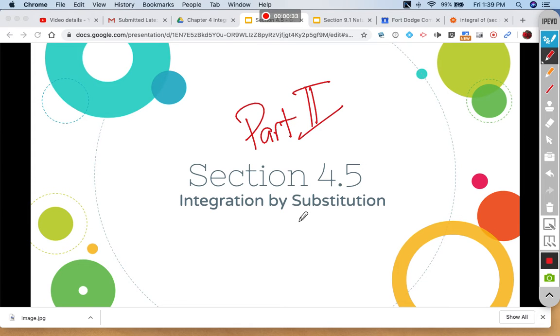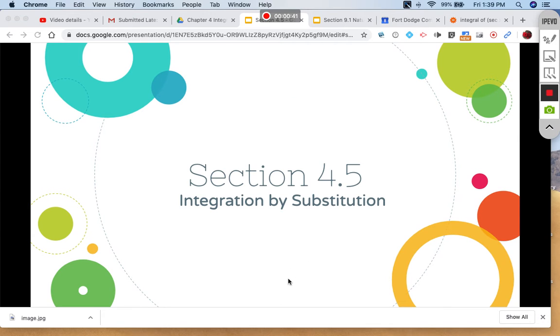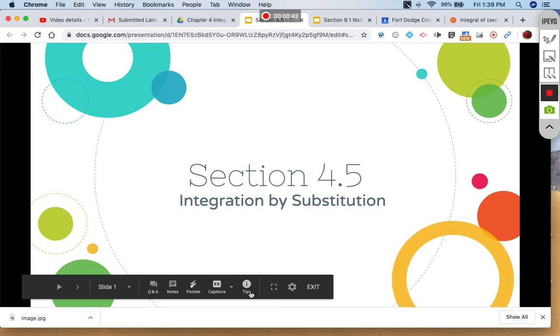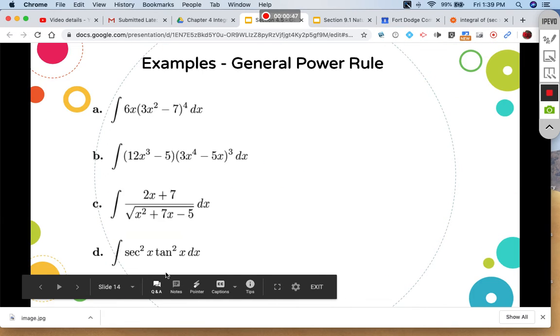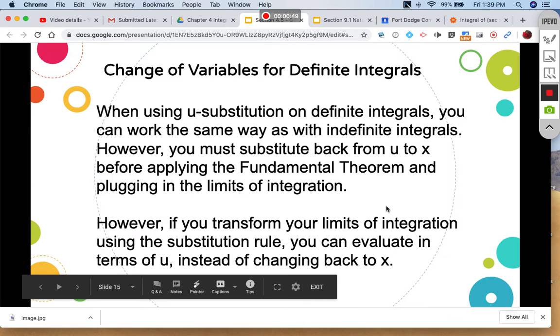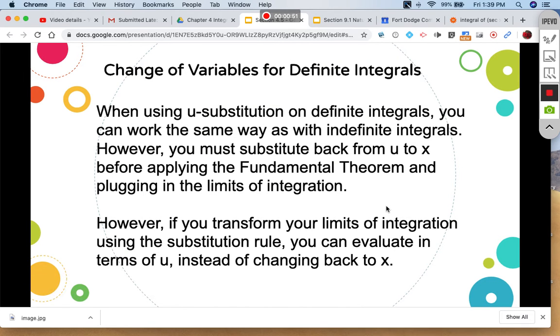The second part, I'm going to start playing a little bit more with definite integrals and substitution. So let us move forward onto that. We finished with those, so we'll get into definite integrals.